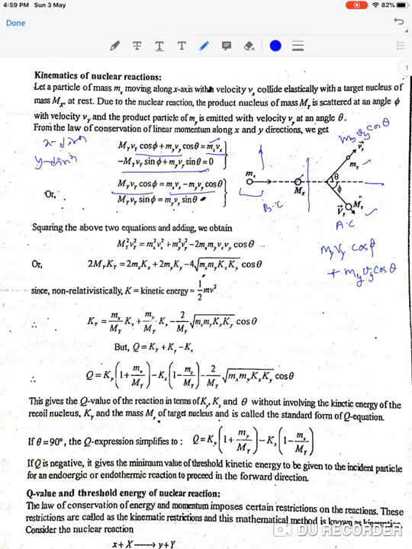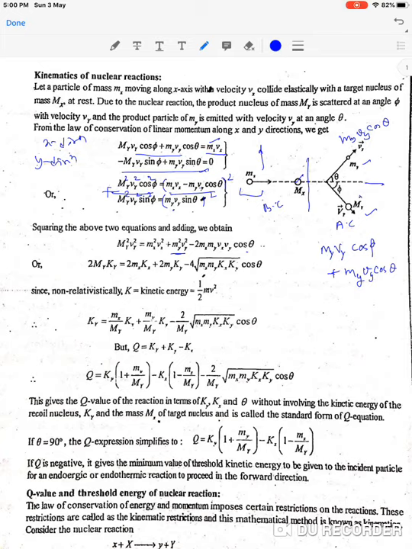Now we square these two equations and add them together, so cos squared phi plus sin squared phi is 1. Squaring gives m_y squared v_y squared cos squared phi and the square of the other side. Adding them, we are left with m_y squared v_y squared equal to m_x squared v_x squared plus M_Y squared V_Y squared cos squared theta, minus 2 m_x M_Y v_x V_Y cos theta, plus M_Y squared V_Y squared sin squared theta. Combining the cos squared theta and sin squared theta terms gives 1.